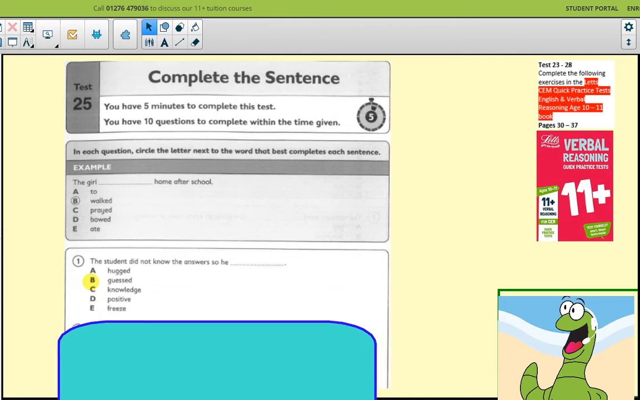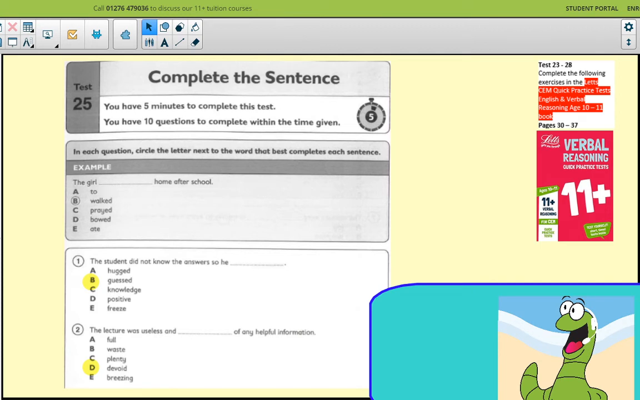The student did not know the answers, so he hugged. What would he hug? How would that help him? So of course he guessed. The lecture was useless and something of any helpful information.